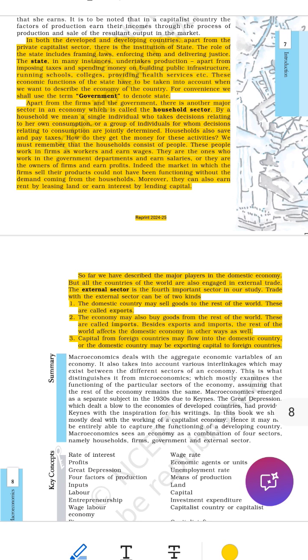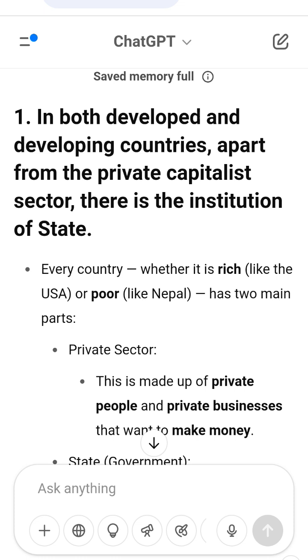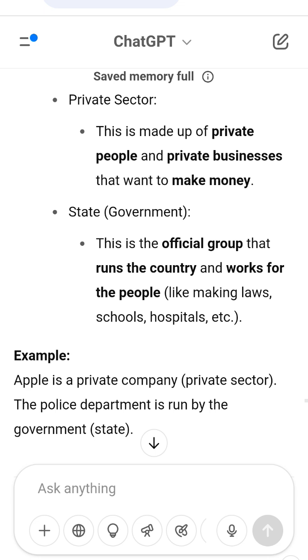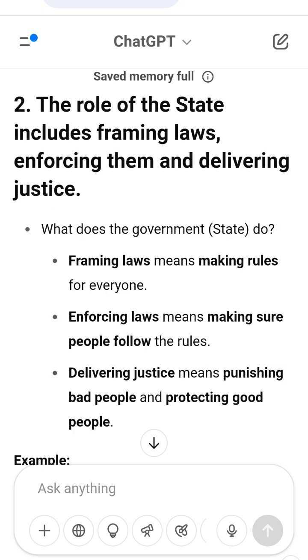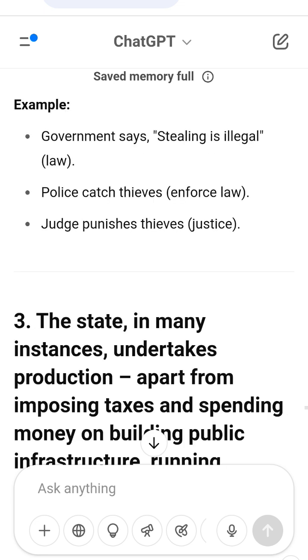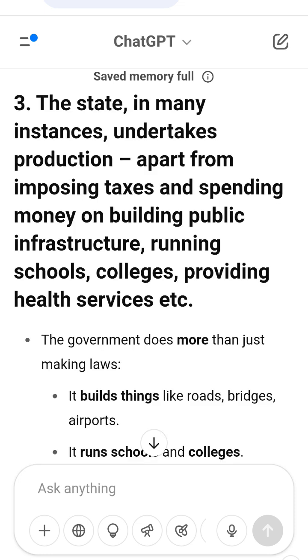Indeed, the market in which the firms sell their products could not have been functioning without the demand coming from the households. Businesses make things to sell, but if people, households, don't buy, businesses cannot survive. Example, if no one buys mobile phones, mobile companies will close down. Moreover, they can also earn rent by leasing land or earn interest by lending capital. Households can also rent out land or houses and get rent money, lend money and get interest. Example, your family gives a house for rent and earns rent every month. He deposits money in the bank and earns interest.